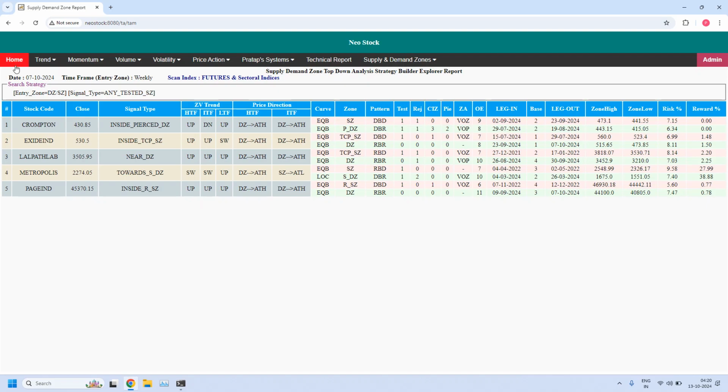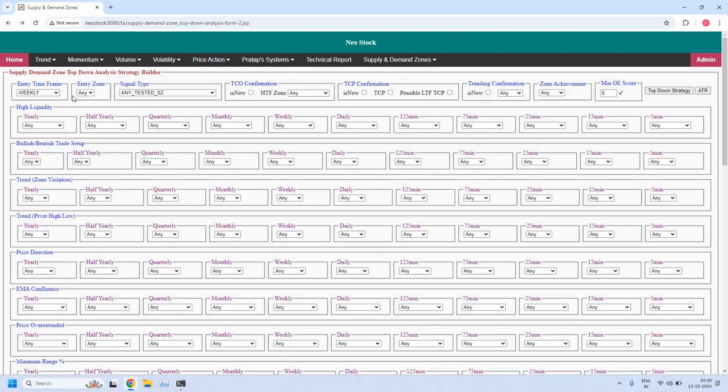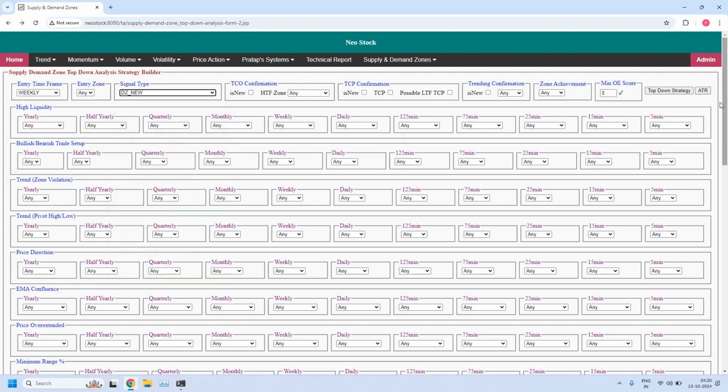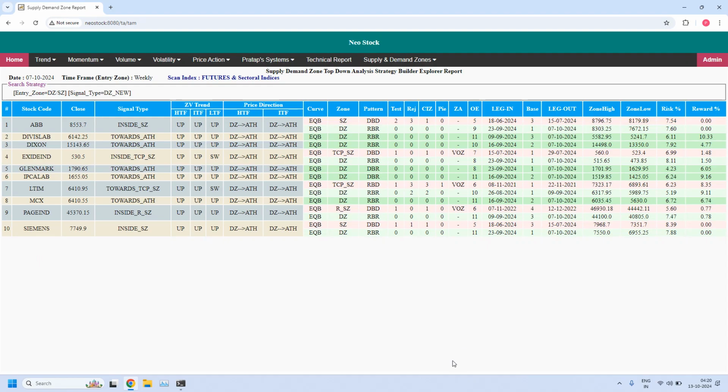Next, let us look for newly created zones for weekly time frame. Let us find the newly created weekly demand zones during this week. In these 10 stocks, new weekly demand zones are created.